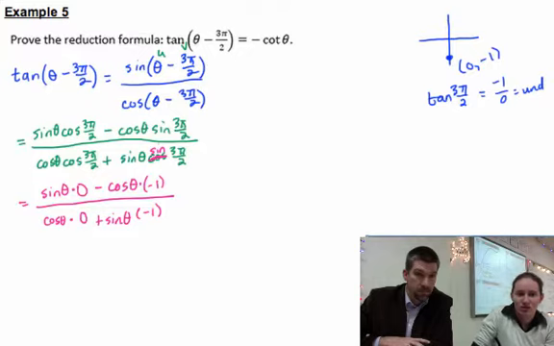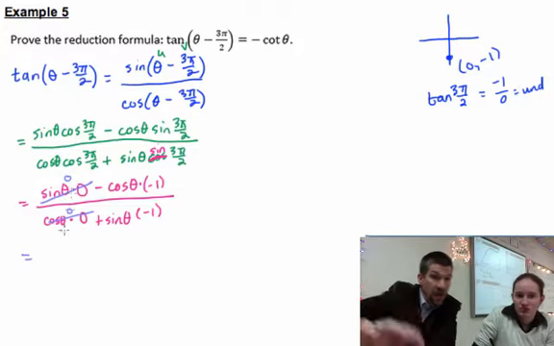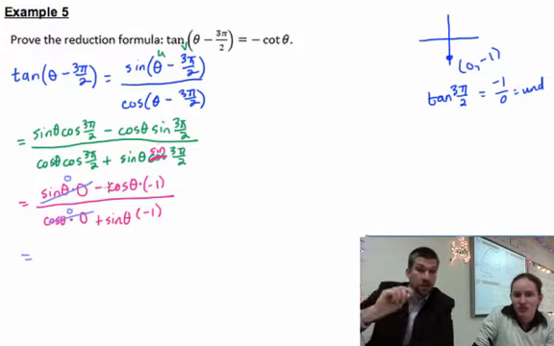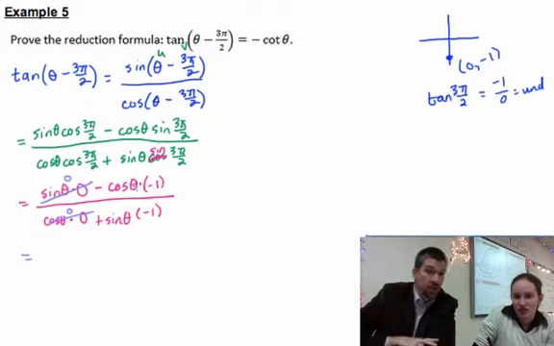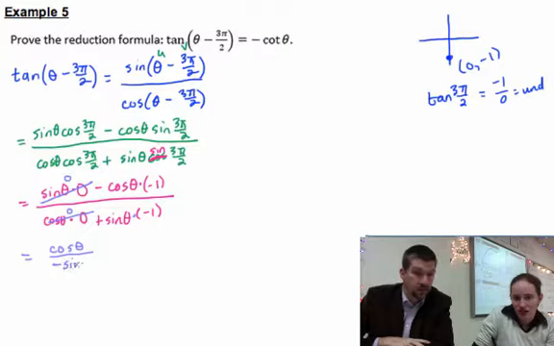So gotta be careful here canceling out, because sometimes we like to cancel things out that we're not allowed to. This is 0 and this is 0, but we are not canceling those items out. So 0 minus cosine theta times negative 1 becomes positive cosine theta. And 0 plus sine theta times negative 1 is negative sine theta.